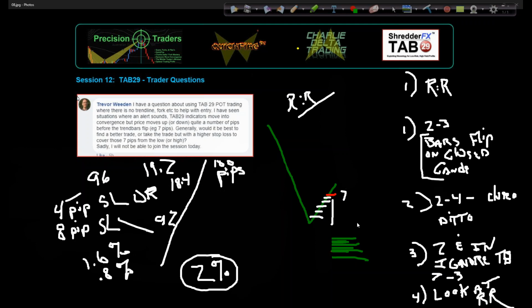I told you my first 90 days of testing TAB29, once I got it where I wanted to get it, I cut down 50 to 75% of my minus threes that I would have had just with multi-wave on a 2 pip entry. So it does a good job of keeping you out of trades that really aren't quite ready to go.